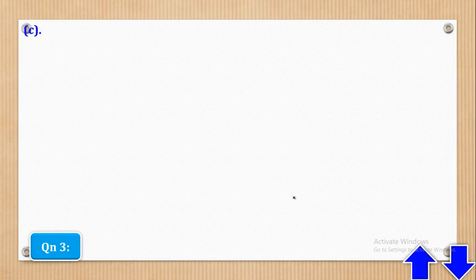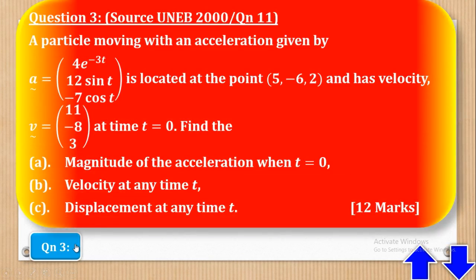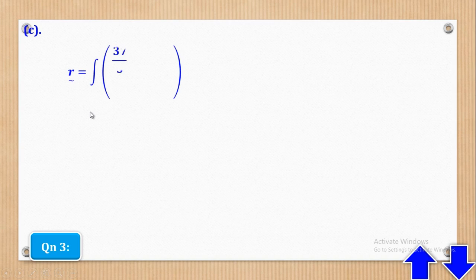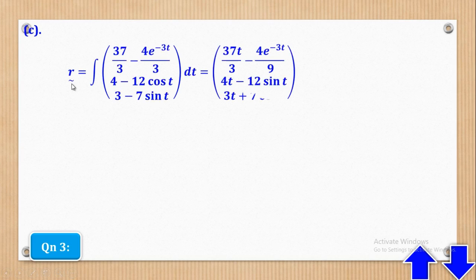Now we shall go to part C. In part C, they wanted the displacement at any time t. So for displacement, I have to integrate velocity. When I integrate velocity, I'll come up with this. Then I have to remember to add the constant of integration.